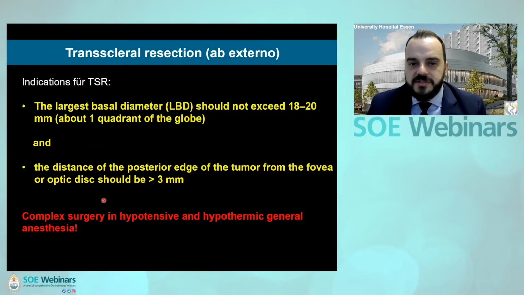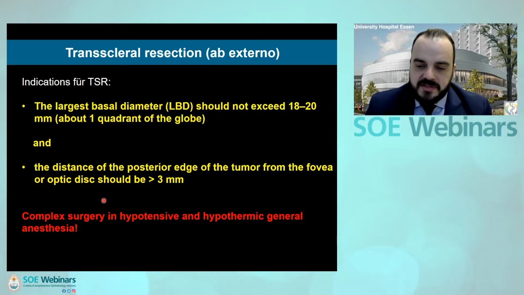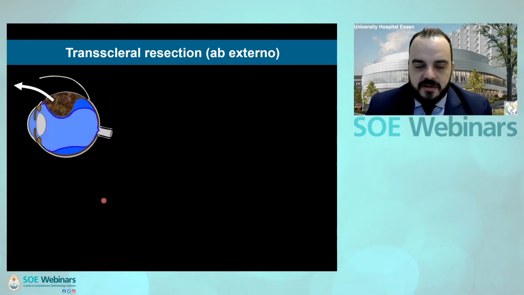We will start with the transscleral resection, which means that we remove the tumor from the outside. The indication for transscleral resection is a uveal melanoma with the largest basal diameter not exceeding 18 millimeters, which is about a quadrant of the globe, and the distance of the posterior edge of the tumor from the fovea or optic disc should be greater than 3 millimeters. We are speaking about a complex surgery under hypotensive and hypothermic general anesthesia. That's why the anesthetist has to give us the green light.